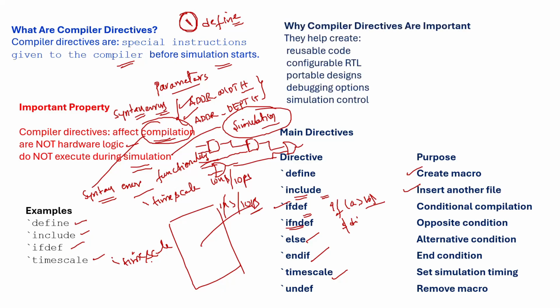See why we are using these compiler directives: we will reuse the entire code. Whenever you are utilizing these tick define files and tick include files, we will reuse the code, and also some debugging options we will have. It helps to create reusable code, configurable RTL, portable designs, and simulation control. For all these things we are using compiler directives.